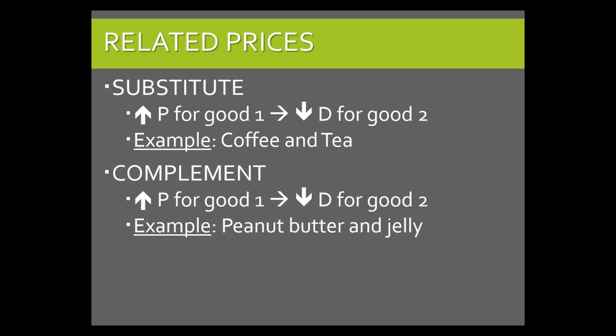If they're complementary, it means that they go together. So if I buy one good, I always buy the other. Peanut butter and jelly comes to mind. So if the price of peanut butter rises, that means I'll want less peanut butter than before because it's more expensive. And so if I'm buying less peanut butter, it stands to reason then that I won't need as much jelly, in which case the demand for jelly will decrease and we'll see a shift.